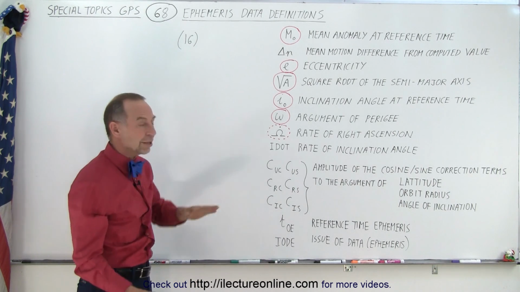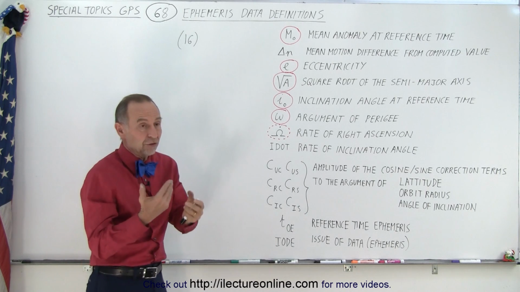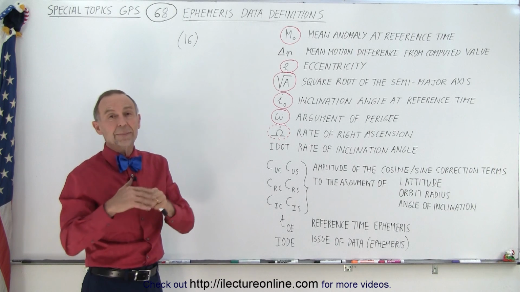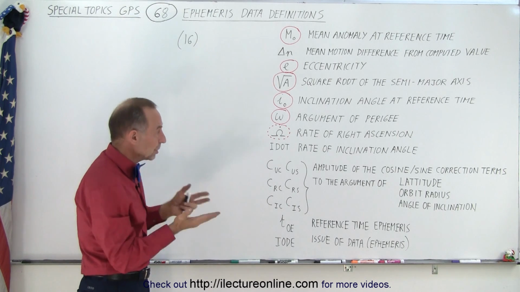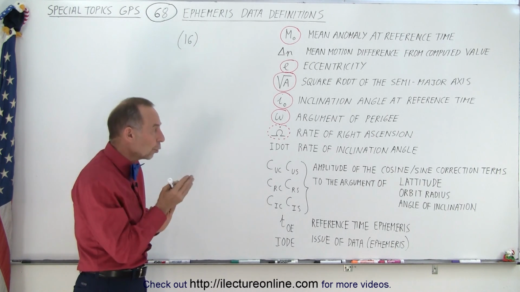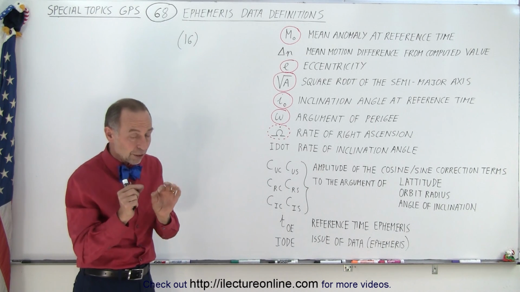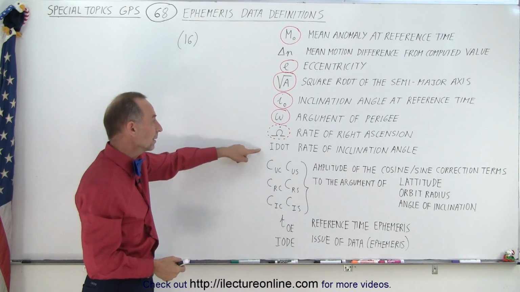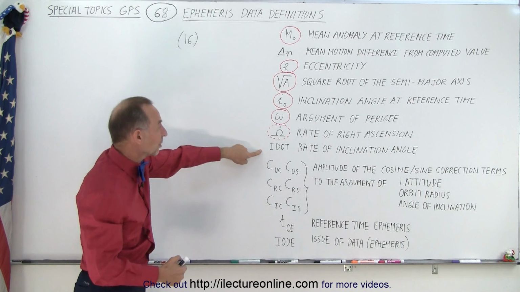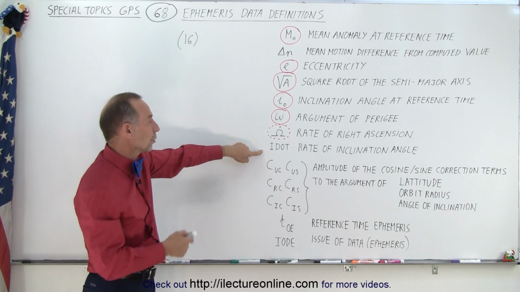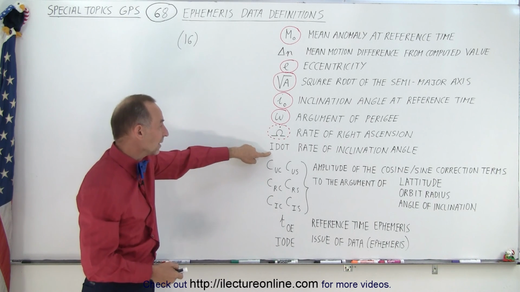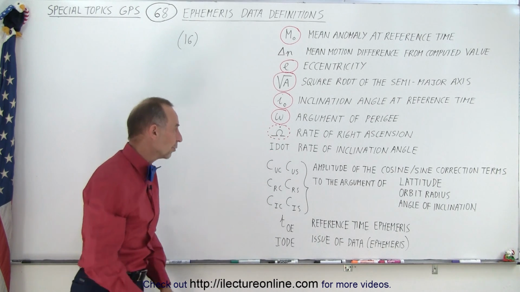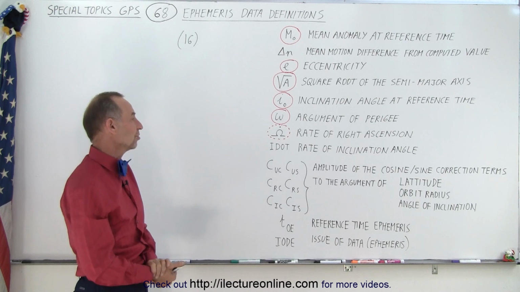They also give us the rate of the inclination angle. Even though I had mentioned that the angle of inclination stays fairly stable, the change is not zero, so we do need to take into account that it also changes over time, even if it's a small amount, because that will affect the quality of the GPS data. Therefore we need to take into account the rate of the inclination angle. So this is I dot, the derivative with respect to time, which is the rate of change of the inclination angle.